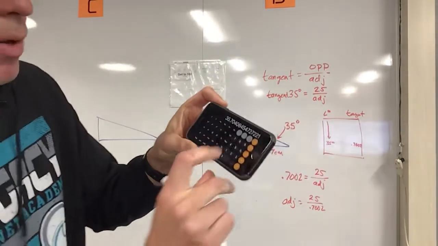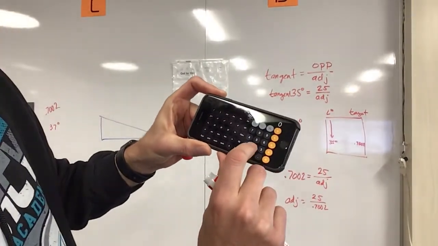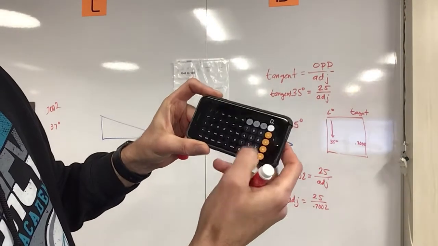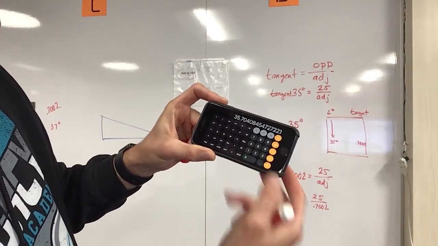All right, so I'll repeat that process. I took the adjacent side, which was 25, and I divided it by the 0.7002 that I found in the table.